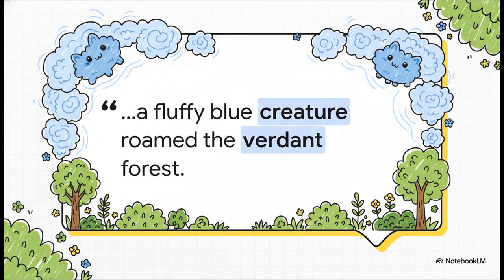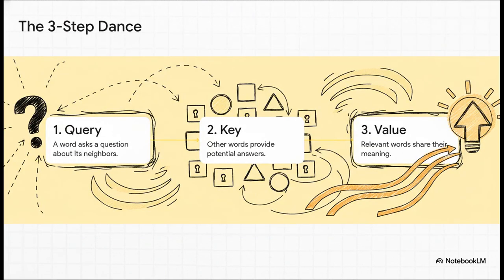Let's use this simple phrase as our guinea pig. The word we really care about here is creature. On its own, that's super generic, right? It could be anything. But we know it's a fluffy blue creature. The goal here is to get the meaning of fluffy and blue to sort of rub off on and update the meaning of creature. You can think of this whole word conversation as a simple three-step dance.